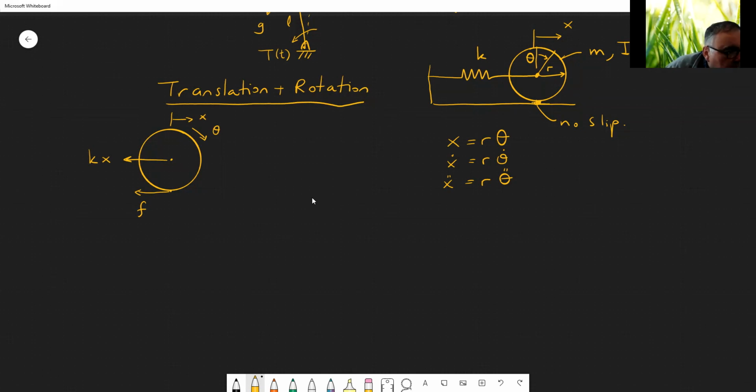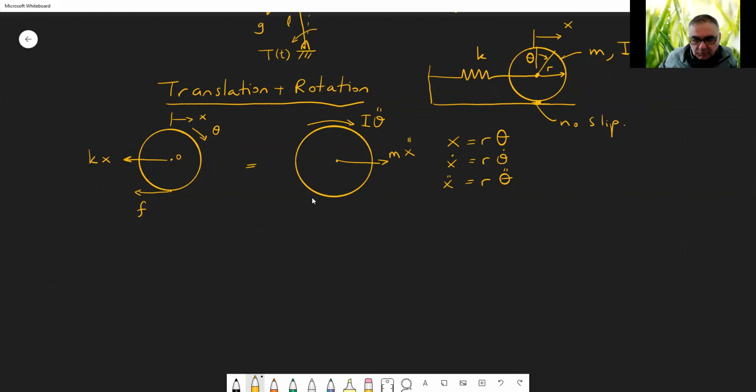Let's call this point O. Now this should be equivalent to the translational m x double dot, and the rotational, let's say I theta double dot. Inertia force and inertia torque, as you know from 301, for the ones who have taken it.